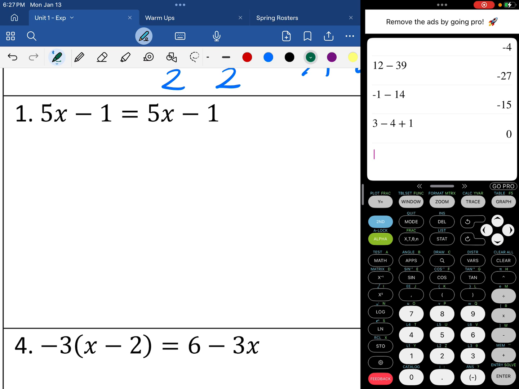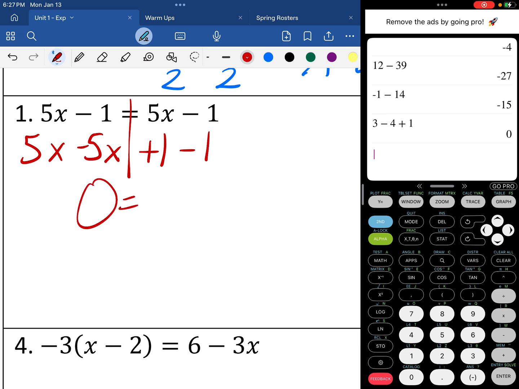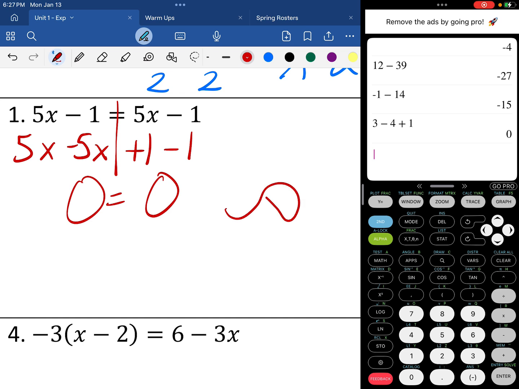So number 1, we have 5x minus 1 equals 5x minus 1. That problem looks kind of interesting. Let's go ahead and do our split. 5x comes down. Negative 1 goes over, becomes positive 1. The other 5x comes over, becomes a negative, and that negative 1 comes down, and it's still a negative. 5 minus 5, that's 0. 1 minus 1, that's 0. So that means our answer is infinity.